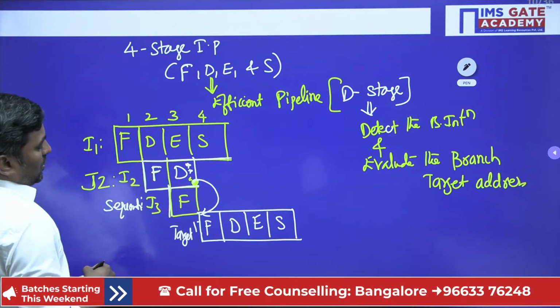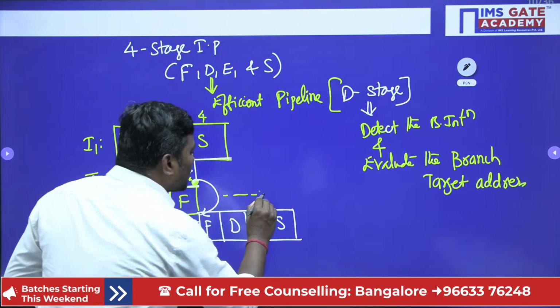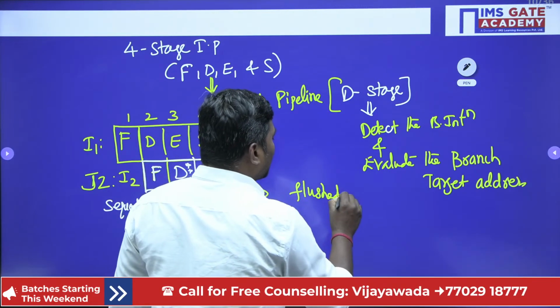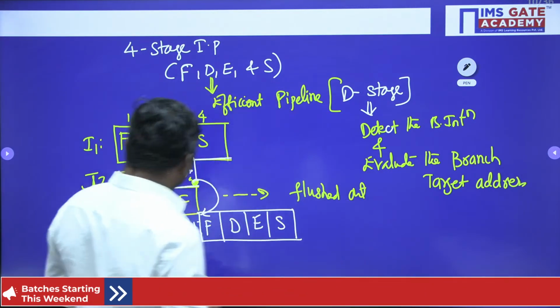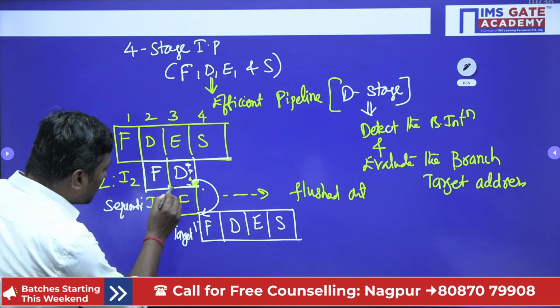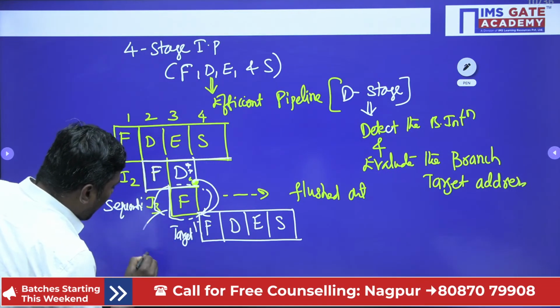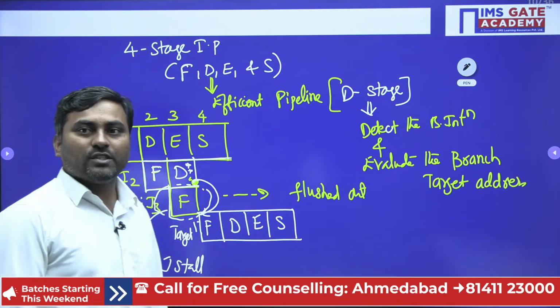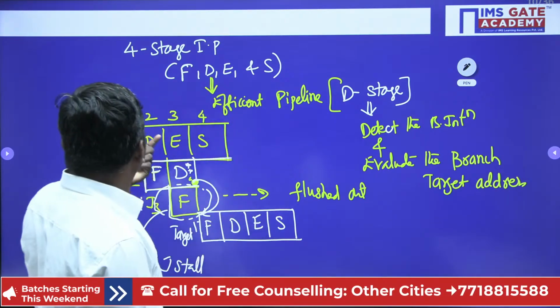Now see, how many instructions need to be flushed out from here? Only one, is it not? So this is 1 clock only. How many clocks are wasted now? How many stalls are wasted? Only 1 stall, or not? Only 1 stall is wasted. I was telling the same thing.